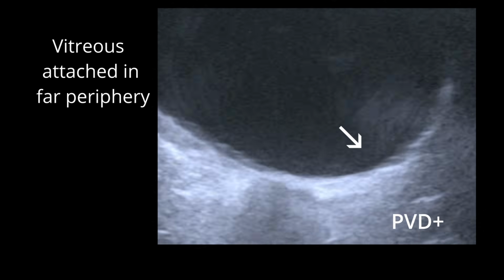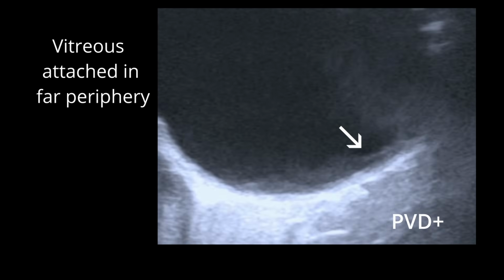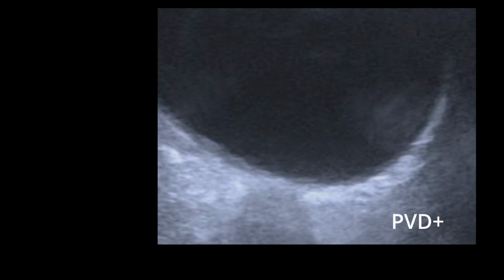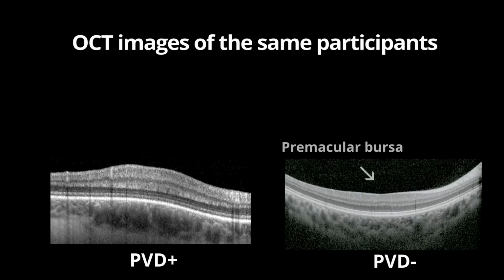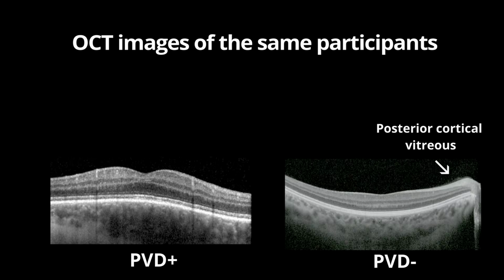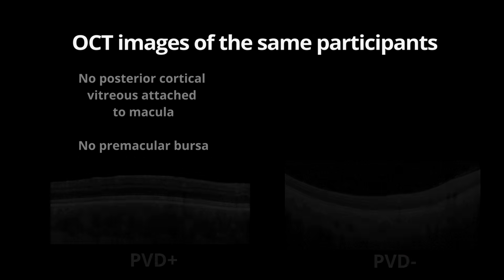When following the echoic membrane to the far periphery, you can identify there is residual posterior vitreous attachment to the retina. Finally, these are the respective OCT scans of the PVD positive and PVD negative participants, whose ultrasound scans are demonstrated in this video.